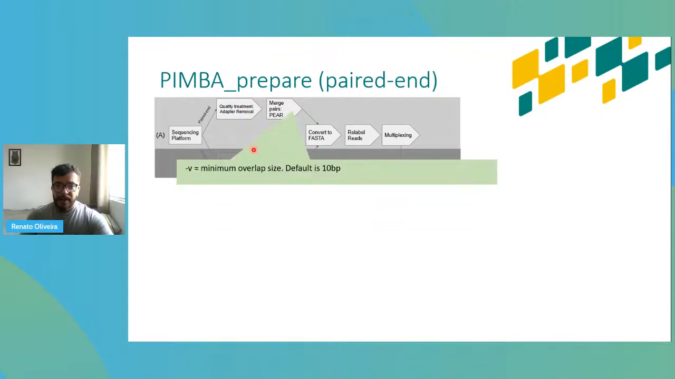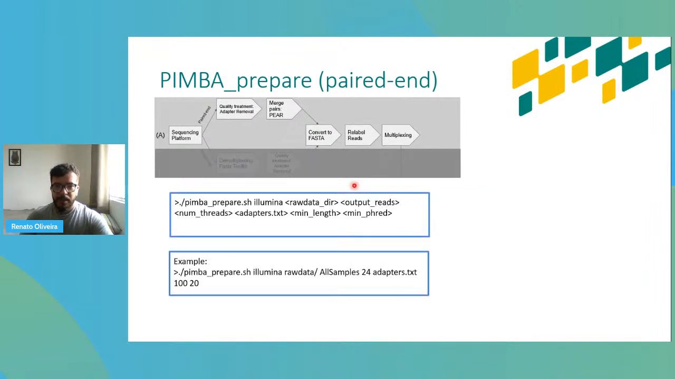And this high-quality data will be mini-assembled by PEAR. So PEAR will take each pair of reads to perform a mini-assembly. And there are some other parameters that you can define, for example, the name for the output file and the number of threads that you want to use. This is an example of the command line that you could use with PIMBA Prepare to analyze a paired-end dataset.